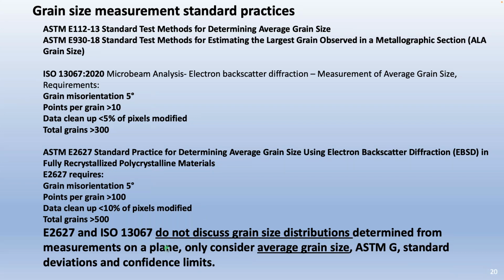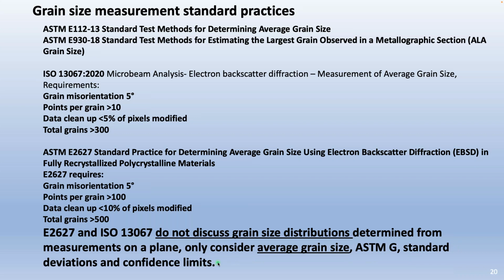Neither of these discuss grain size distributions. It's just not done. They only consider an average grain size measurement, coming up with the ASTM G grain size, which is something rooted in history as far as I can tell in how they do that.